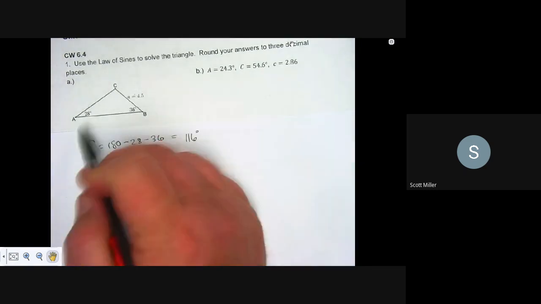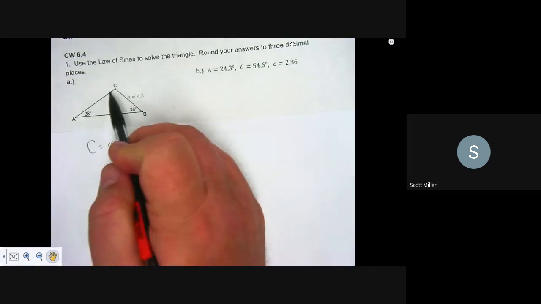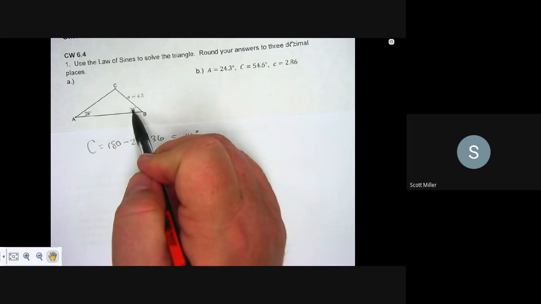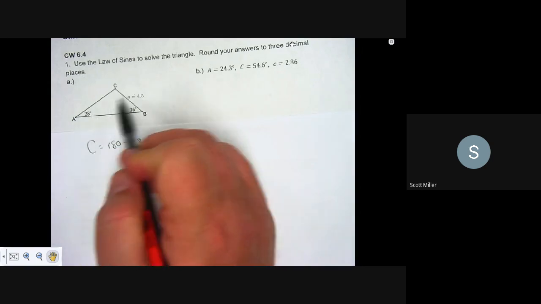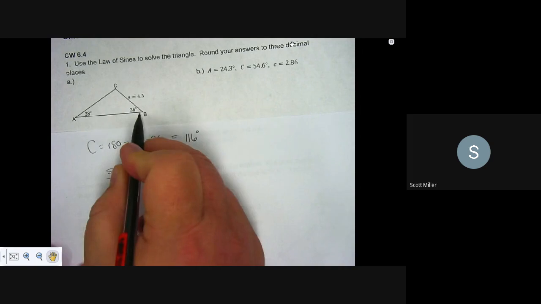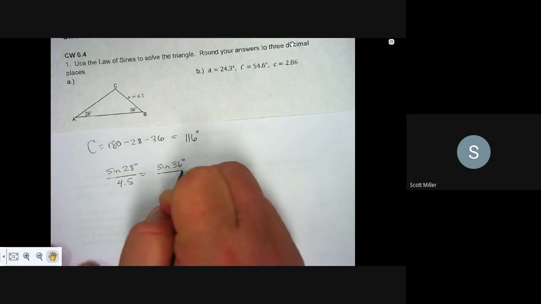I want to find a side length. We can find B, or now we can find C. It doesn't matter, we're going to find them anyway. So complete the ratio, here's how I do it. I'm going to write the sine of 28 degrees over 4.5 is the same as, and I'll do B first, the sine of 36 degrees over B.